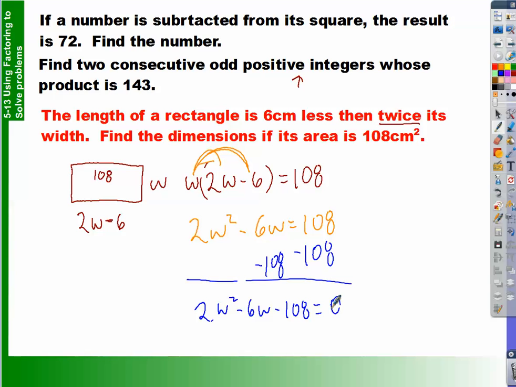However, it is not in factored form, is it? No. So this one is a little bit different in factoring. What's the first thing you look for when you factor? Sarah? GCM? Greatest common monomial. Does this have a greatest common monomial? Yes, it does. 2. So the 2 gets set out to the side, and we have W squared minus 3W minus 54, and that equals 0.